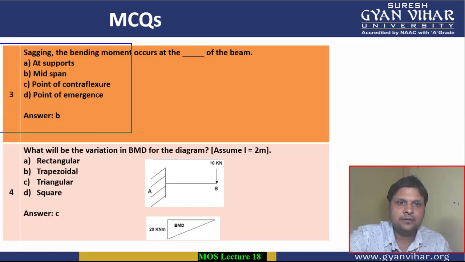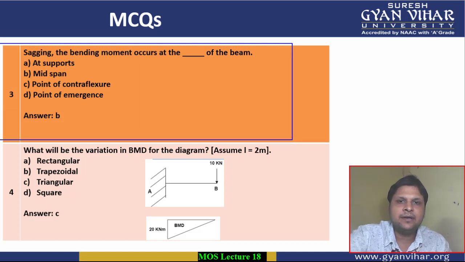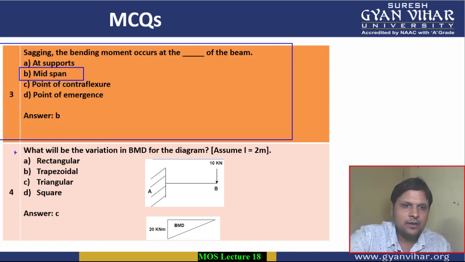Coming into the third multiple choice question, what the question is saying. In sagging, the bending moment occurs at, we all know, the midpoint. In sagging the bending moment occurs at the midpoint, mid-span.